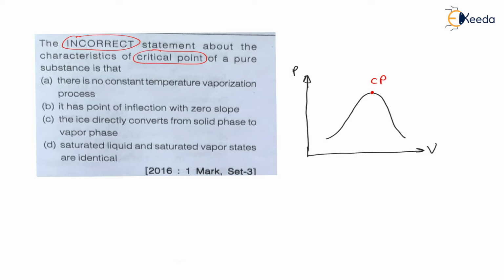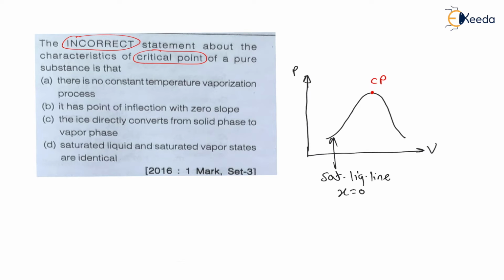This peak point is called the critical point. Now my dear students, to the left of this critical point, this line is called the saturated liquid line. On this line, dryness fraction is 0, quality is 0, right?